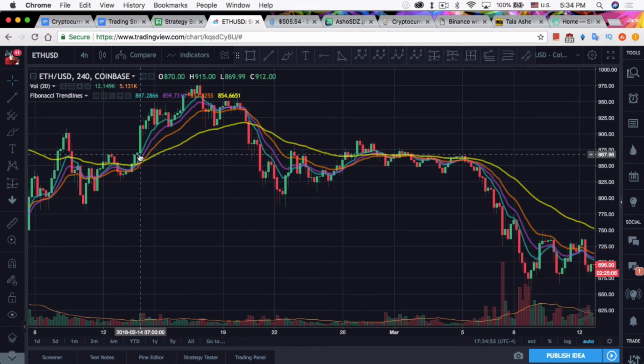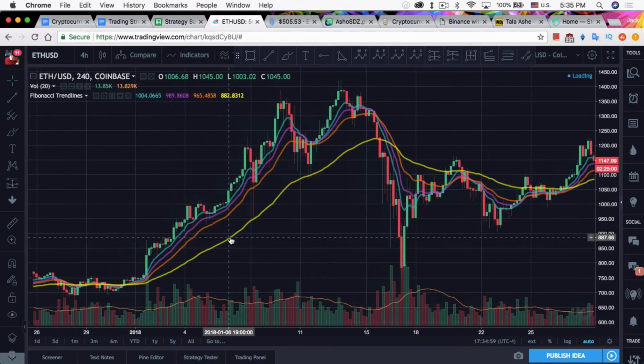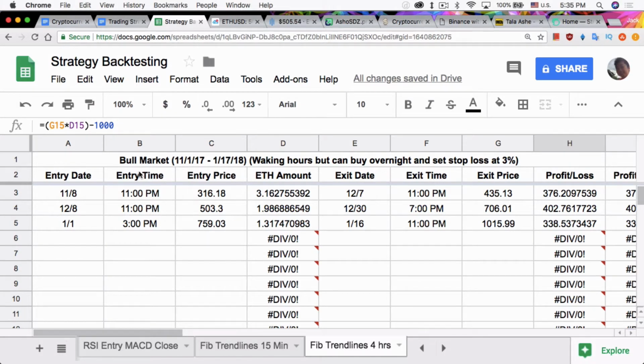So I selected the 4-hour time frame here, and I went as far back as last year, picking a pretty bullish session. This is what I found to be the bull market. I just want to see how well it does during the bull market, and then how well it does during the bear market. The bull market is November 1st to January 17, and we all know that after January 17 is pretty much the bear market. But let me go over how it looks in terms of the bull market.